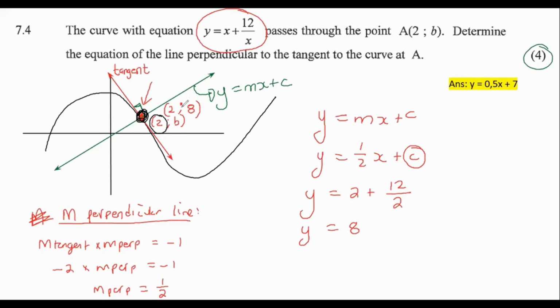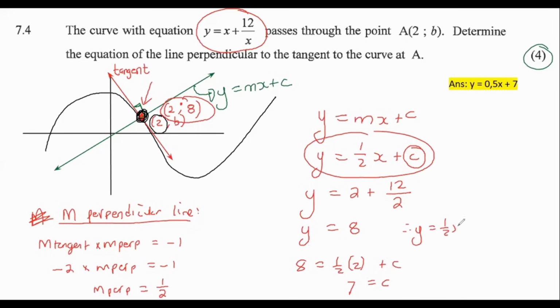And so now we can substitute the point (2, 8) into the equation, this equation over here. And we can go 8 equals a half times 2 plus c. And we should find out that c is equal to 7. And so the final answer would be y equals a half x plus 7.